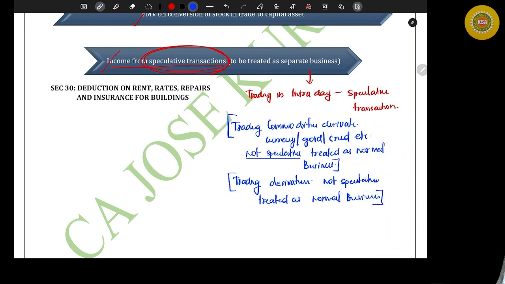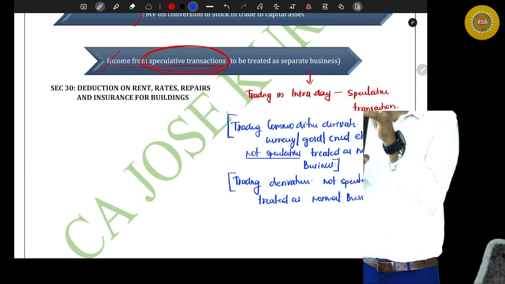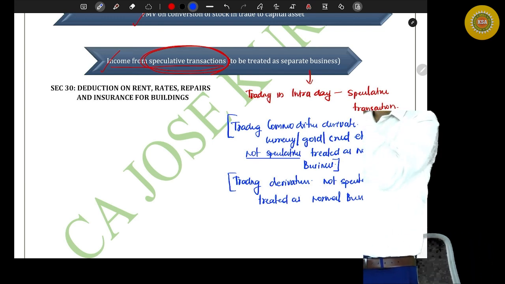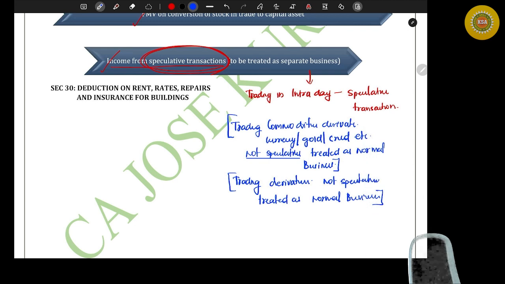Options and futures are normally called derivatives. And what is a derivative? An asset that derives its value from some underlying is said to be a derivative, like options and futures. I think you have to study this in your FM. Not fully, but some part of it is there in your financial management. In AFM, it is there fully. But in FM also, somewhere the reference is coming. So you write this. Intraday trading, speculative. Commodity derivative, non-speculative. Trading derivative, then normal business, not speculative.